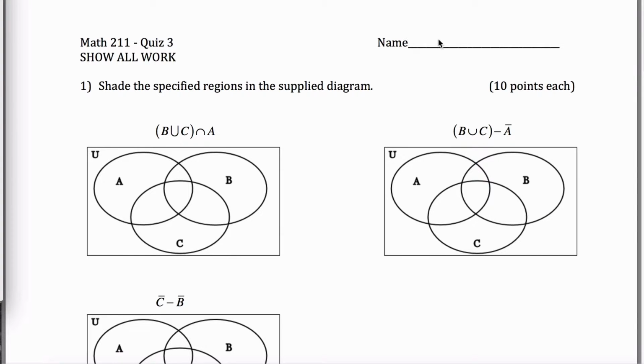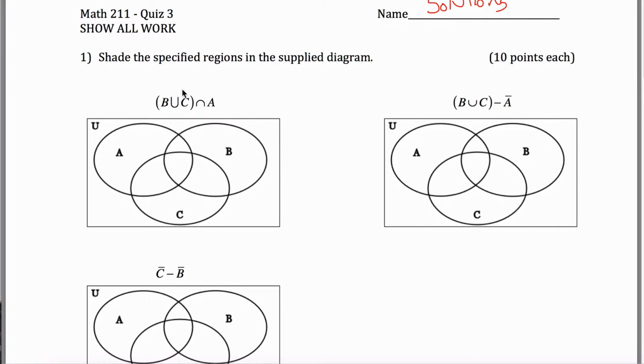All right, here are solutions for quiz 3 for Math 211. This first problem is a bunch of Venn diagrams. It's a weird looking union symbol, whatever. A bunch of Venn diagrams, and you're asked to shade in the specified regions.